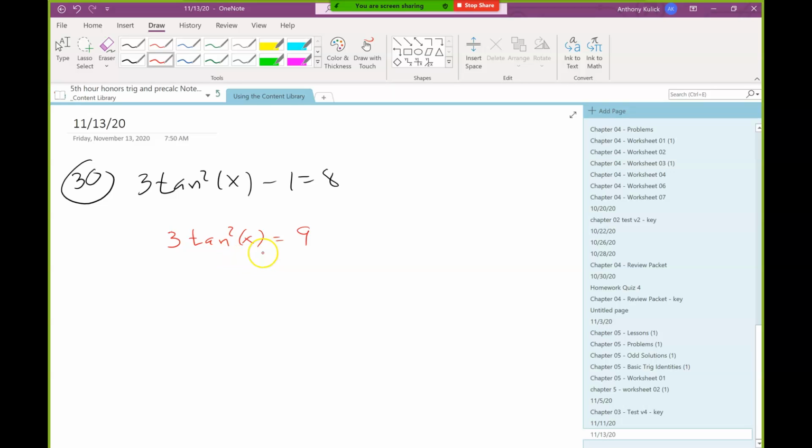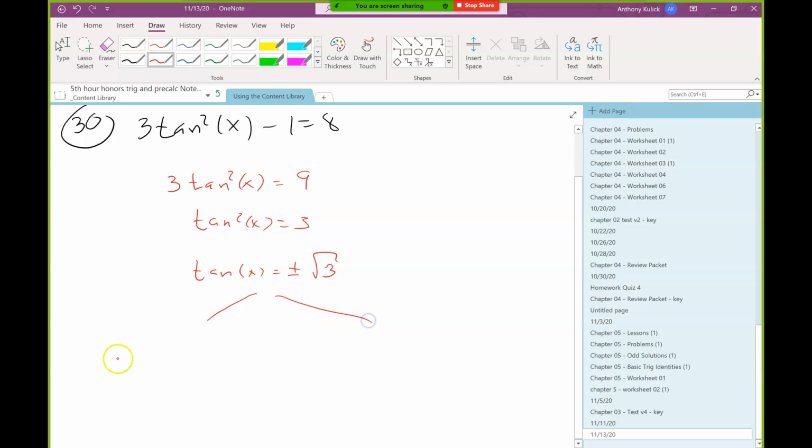So Victoria, I'm going to start by just trying to get the tangent part by itself. So I'll add 1 to both sides, and then divide both sides by 3, and then we'll square root both sides. When we square root both sides of an equation, it creates a plus or minus, and the square root of 3 we'll just write as the square root of 3. I'm going to break that off into 2 pieces. So I'll have tangent x is equal to square root of 3, and then tangent x is equal to negative square root of 3.